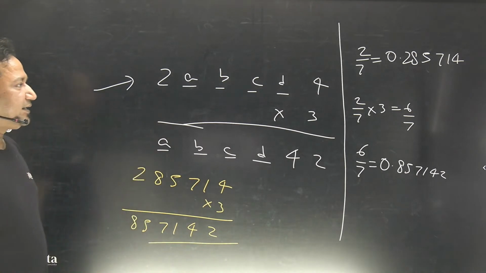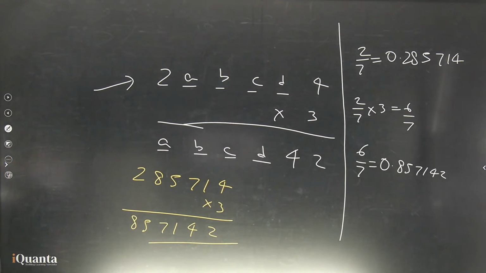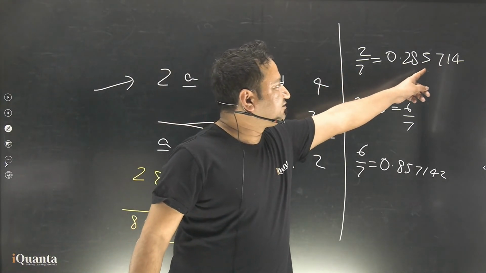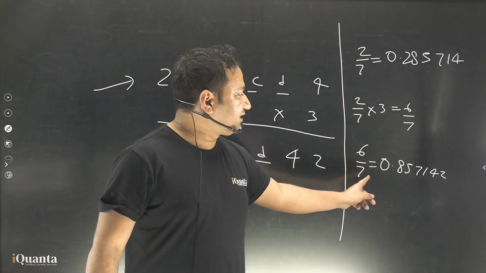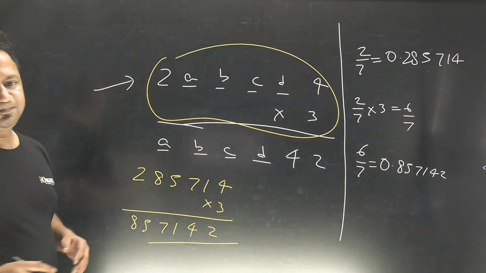So I made that question based on the property of 7. Is that clear, everyone? Now think about this. The people who know about this property would be very fast in calculating questions like this. Isn't it? The value of 2 by 7, all of us calculated, 285714 multiplied by 3, it gives 6 by 7. This question is similar to this thing only, based on the same concept.